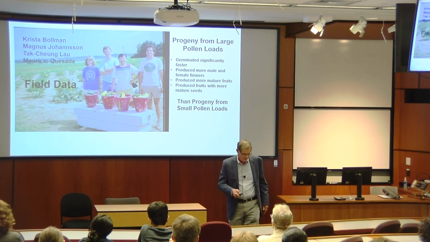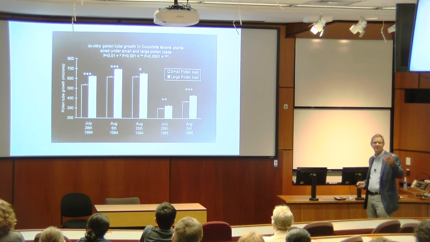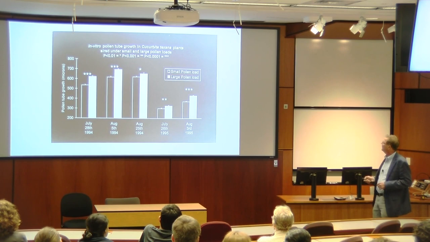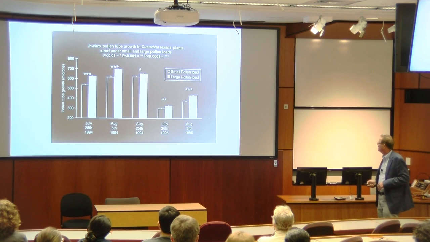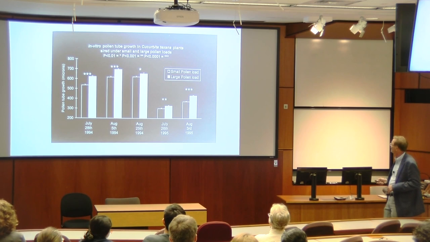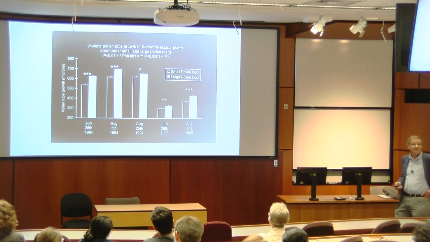But we also took the pollen from those plants growing in the field, and we did in vitro germination. And we found out that the pollen from plants produced from large pollen loads grew faster in vitro, and we did this across 2 years. The second year, we only did 20 minutes of growth versus 30 minutes of growth in year one. But anyway, the progeny from large pollen loads produced faster growing pollen tubes in vitro.